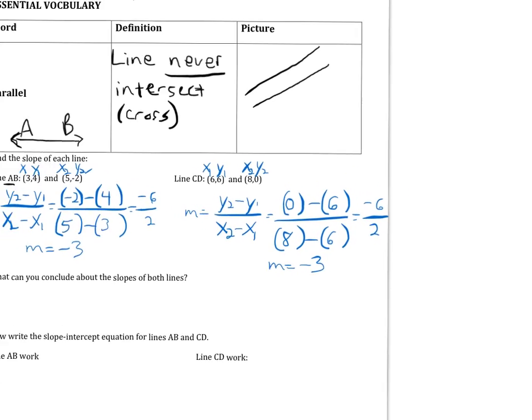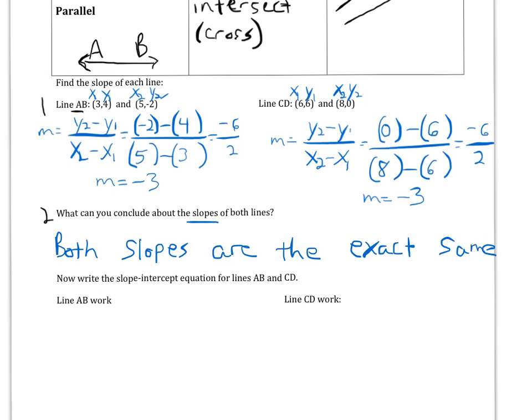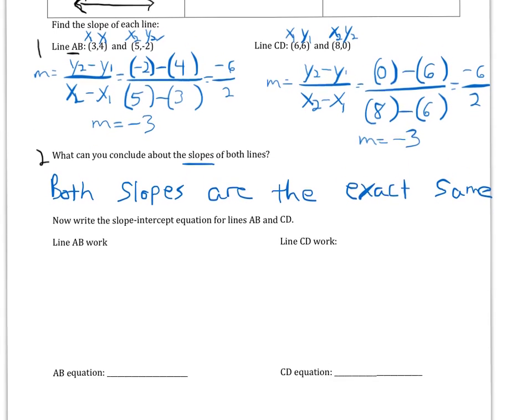Again, you should have the what can you conclude also done. If you have not done that, hit pause and do it now. What can you conclude about the slopes? Every time you read something in math or any other subject, actively read. It's asking about the slopes, and what can you conclude? Both slopes are the exact same. Alright, let's go on to this next part.